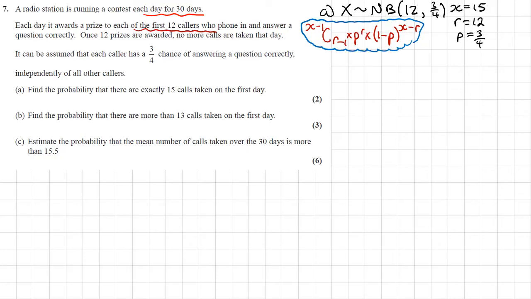So let's do that. x minus 1, so that's going to be 14. So we've got 14 C r minus 1, 11, times p, which is 3/4, and that 3/4 is going to be to the power r, so to the power 12, times 1 minus p, which is 1/4, to the power of x minus r, so it's going to be 15 minus 12, so to the power 3, and that'll give us 0.180159 and so on, and we want to give that to 3 significant figures, so 0.180.